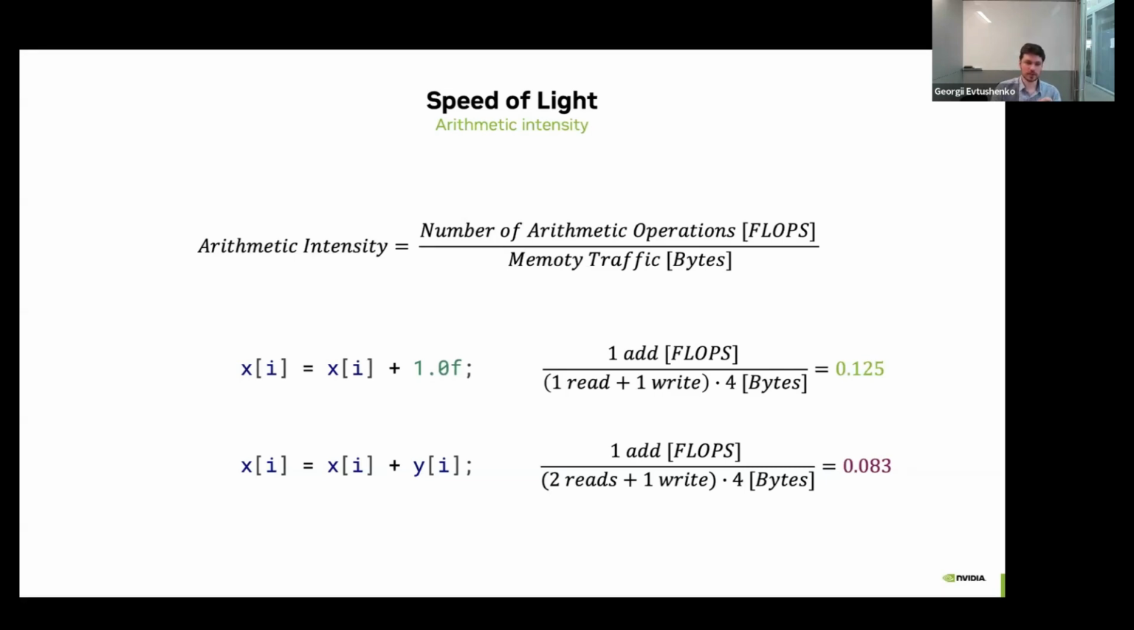The second code performs the same number of arithmetic operations, but loads one extra float. So the arithmetic intensity is lower.